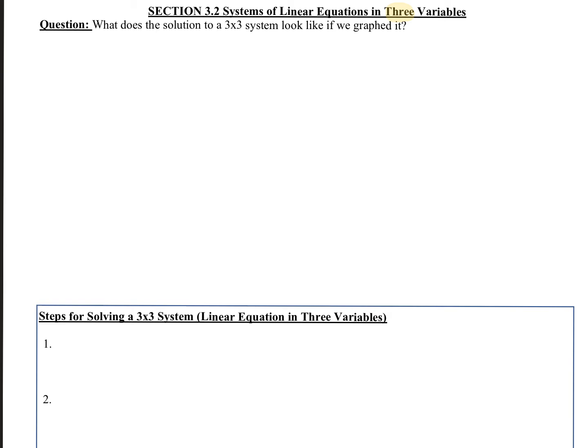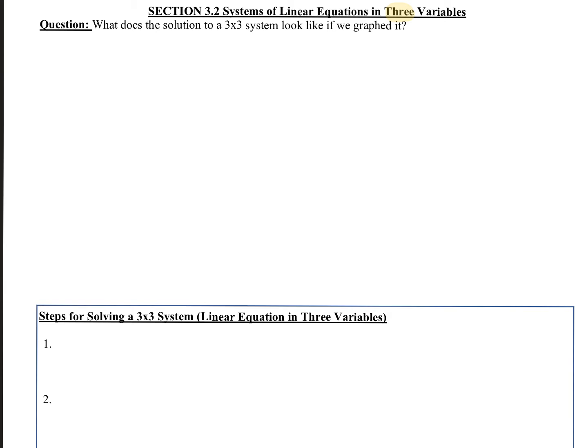So as we looked at with 2x2s, when you're talking about 2 lines that were intersecting, that was what sort of the answer to a 2x2 system looked like. What might the solution to a 3x3 system look like? Well, there are actually a number of possibilities, and you can check that out in your book because there are more than I'm going to write down here.